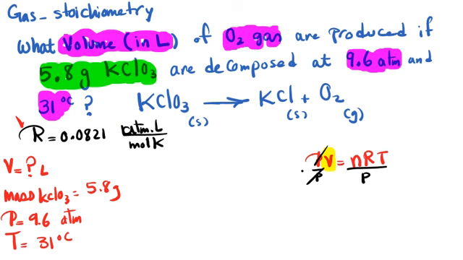Pressure and pressure cancel out. So volume is nRT over P. This equation is only for gases, the ideal gas law. In this stoichiometry problem, in the equation, the only gas is oxygen. The only gas is oxygen.